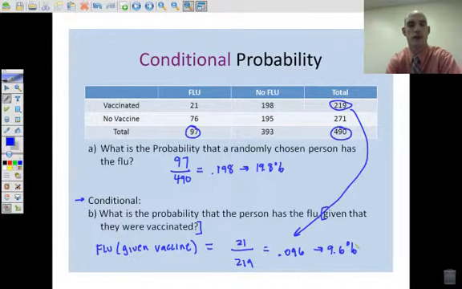Researchers would use this to compare, and they'd ask, does the probability of getting the flu go down if you're vaccinated? It would seem so in this small sample set, because you only have about a 10% chance of getting the flu compared to about a 20% chance overall.